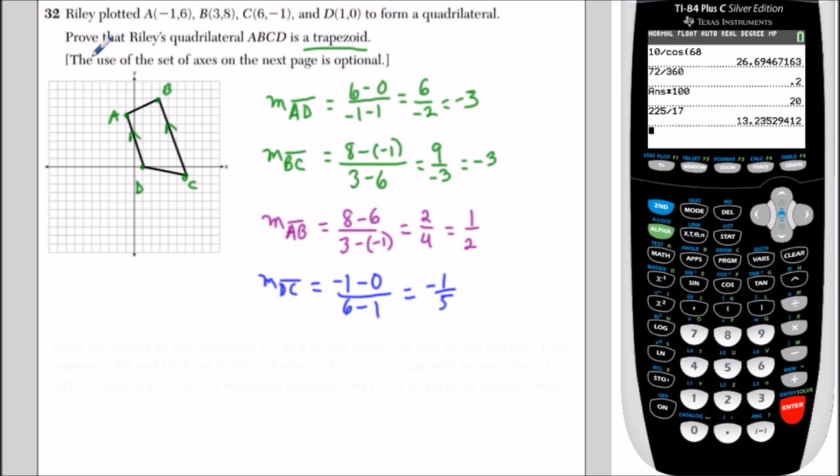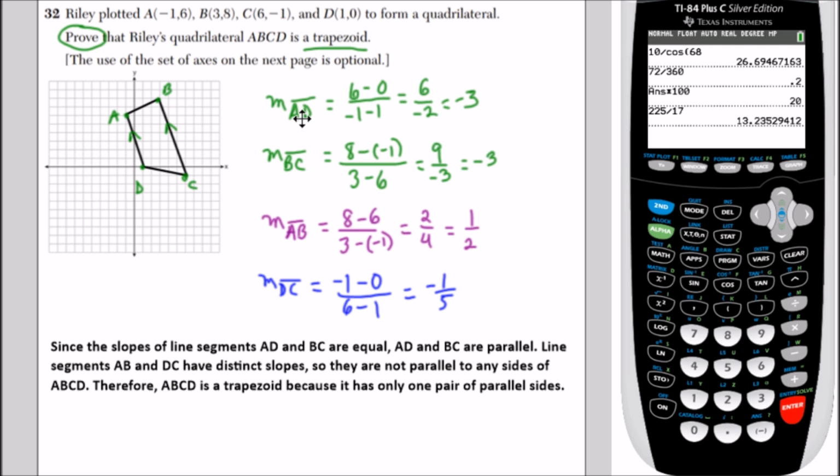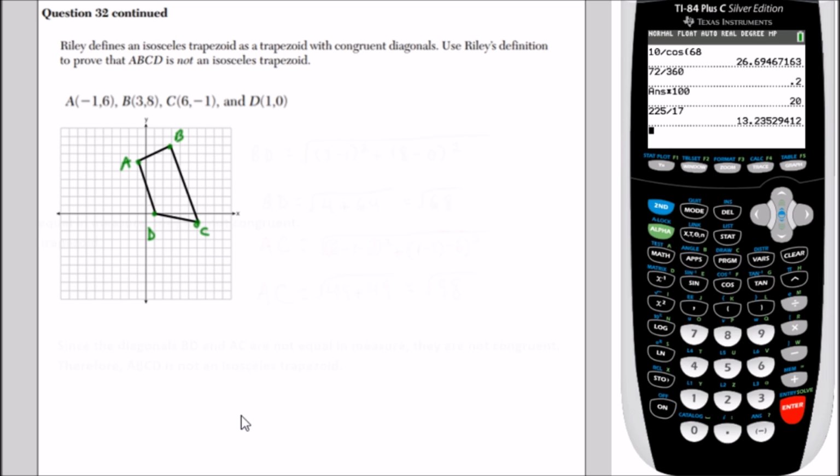We're not going to get full credit, because if we have to prove this in this question, a proof involves more than just showing math. We have to actually write a sentence to get full points. So now we just have to explain what this all means. Since the slopes of AD and BC are equal, this tells us the two lines are parallel. Slopes of AB and DC are completely different than all the others, so they're not parallel to any of the sides in this quadrilateral. So since we only have one pair of parallel sides, this tells us that ABCD is in fact a trapezoid.